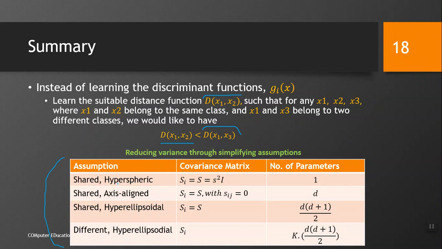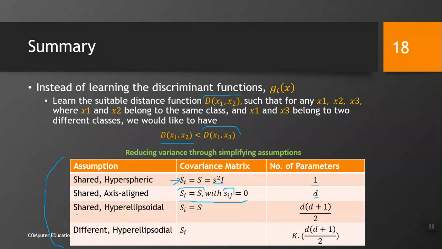And here is a summary of what we have studied till now. Assumptions: shared and hyperspheric, then we would have a covariance matrix of this form and the number of parameters required would be 1. If we have shared and axis aligned variances, then we would have this kind of structure, right. All covariances would be 0 and all variances would be non-zero, meaning the diagonal entries would be non-zero and all off diagonal entries would be 0. We would need d parameters.